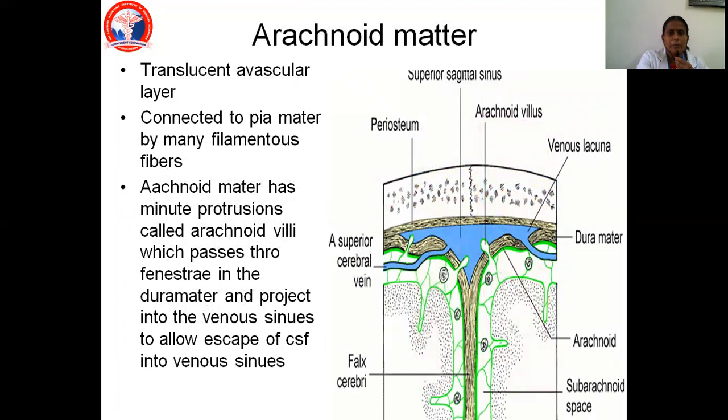Next is the middle arachnoid mater. It is a translucent avascular layer. It is connected to the pia mater by filamentous fibers. The arachnoid mater has minute protrusions called arachnoid villi that pass through the fenestrae present in the dura mater and project into the venous sinuses to allow the escape of CSF into the venous sinuses.